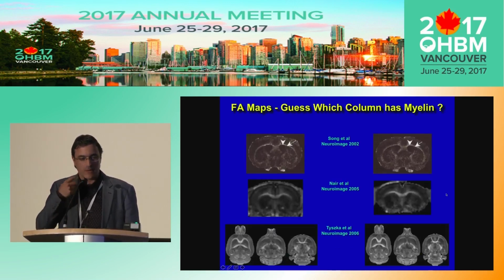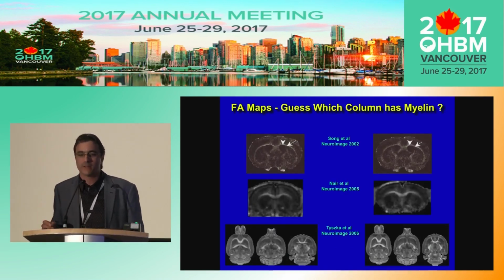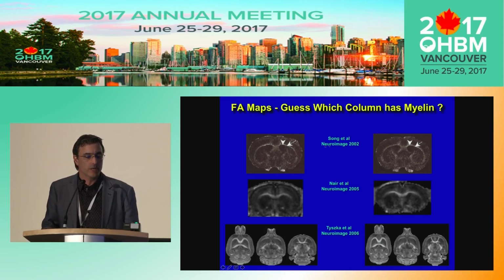But does that mean that myelin doesn't have an effect? Well, if you look at these two columns, these are mutant mice. One of the columns is mutant mice. And these are the FA maps from these 3 different studies. And the question is, which column has myelin? Well, they look pretty similar, but it turns out this one has no myelin, this one does have myelin.